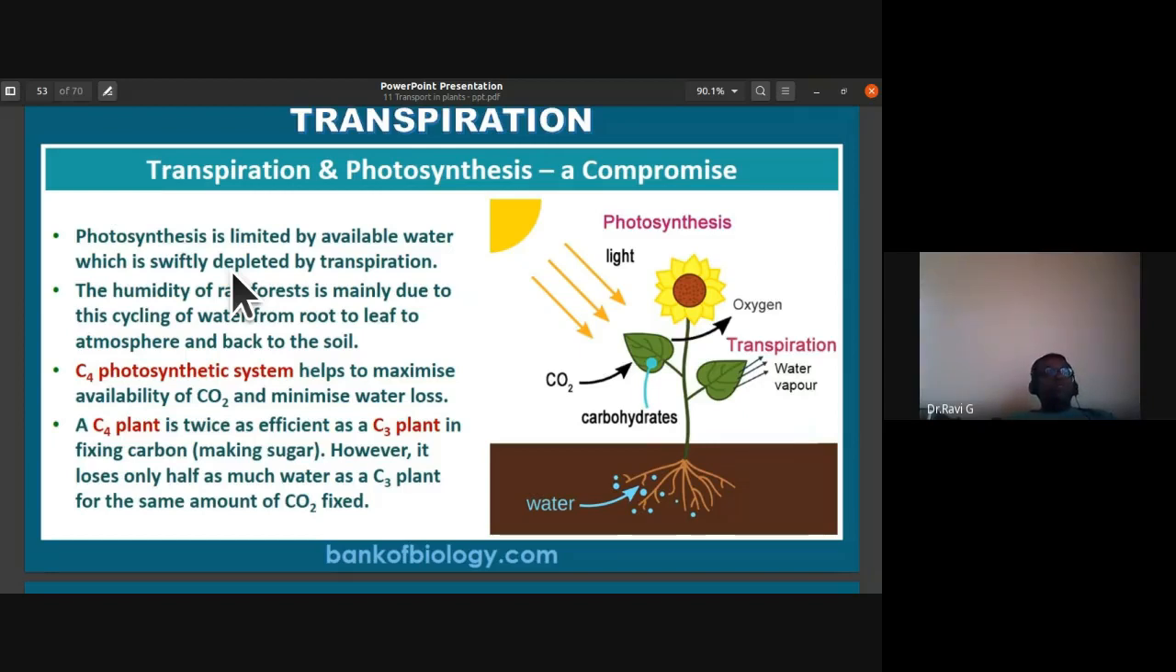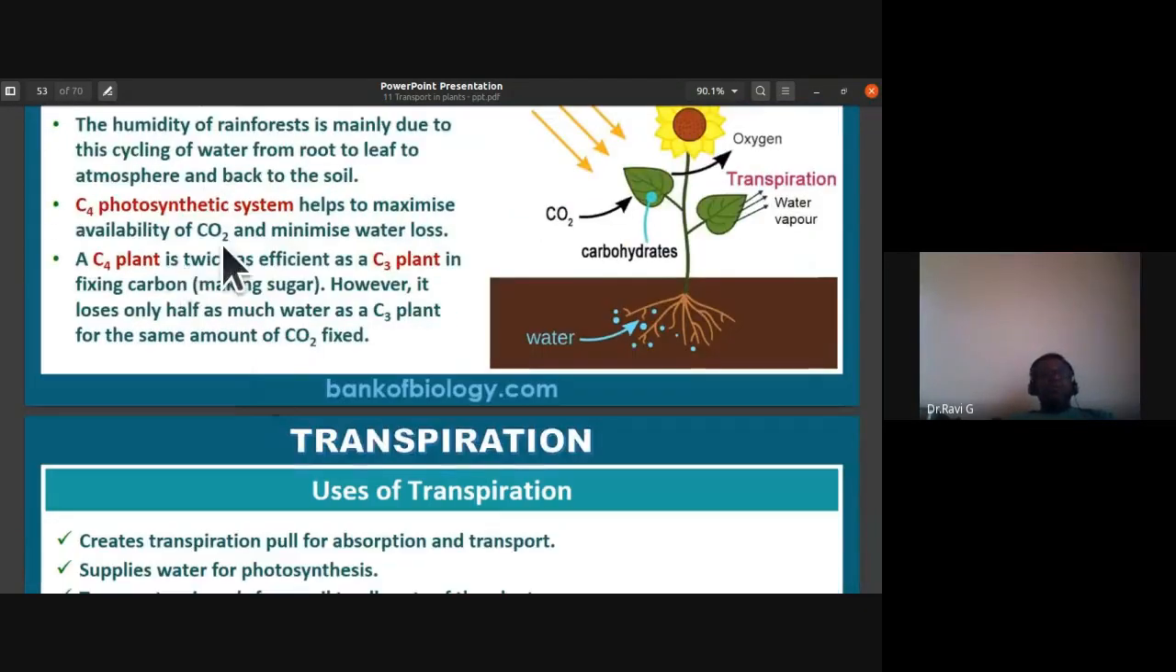In order to overcome this conflict, certain plants have the C4 photosynthetic system. We call them C4 plants, or the Hatch and Slack pathway. The normal photosynthesis is the C3 pathway, the Calvin cycle. Whereas in C4 plants, Hatch and Slack pathway, examples are sugarcane and maize, which exhibit the C4 pathway. They help to maximize water retention, maximize availability of carbon dioxide, and minimize water loss. That you notice in C4 photosynthetic plants.